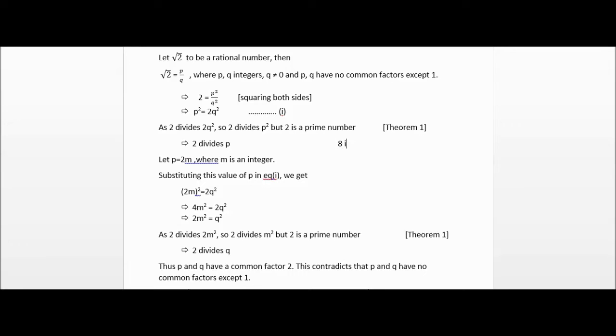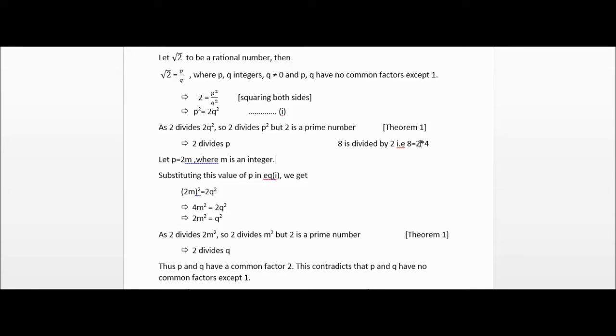8 is divided by 2. It's just an example I am giving here. 8 is divided by 2. That means 8 must be of the form 2 into 4, so you can see that 8 is a multiplication of 2. That's why 8 is divided by 2.